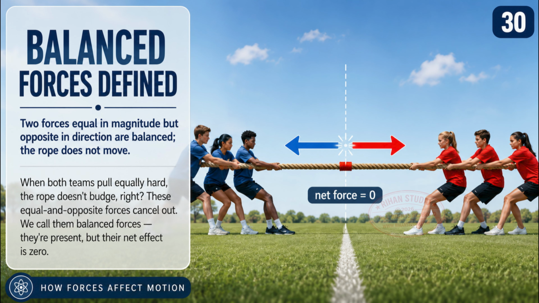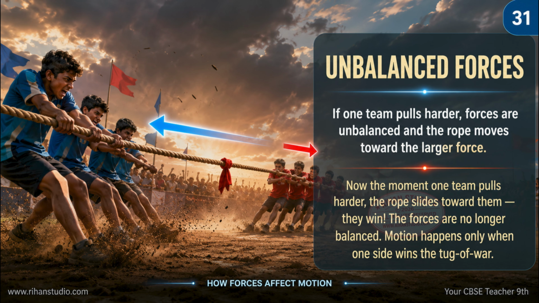Balanced forces defined. When both teams pull equally hard, the rope doesn't budge, right? These equal and opposite forces cancel out. We call them balanced forces. They're present, but their net effect is zero.